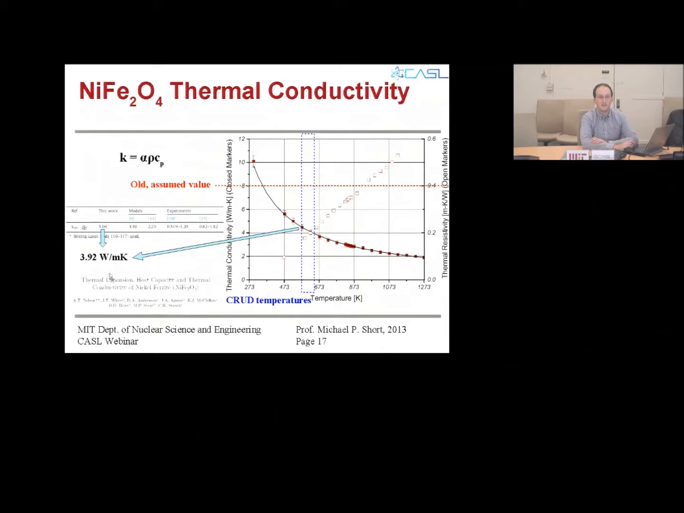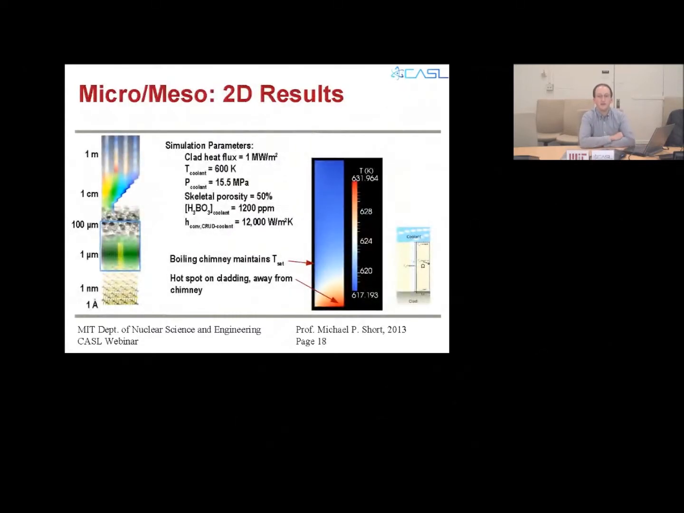That's a serious difference. And this measurement would not have happened if CASL hadn't sat down and said, let's do CRUD the fully coupled way, and made us look and see what's the thermal conductivity of every phase. Look at that, there's one missing. So back to the simulations.